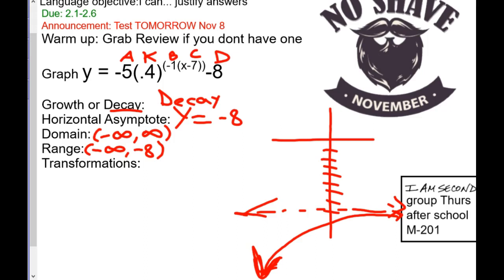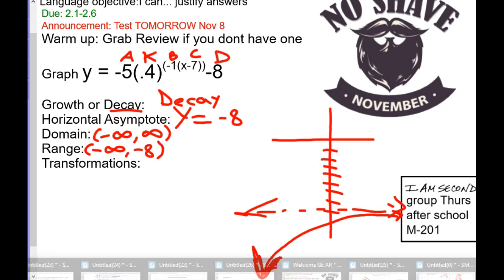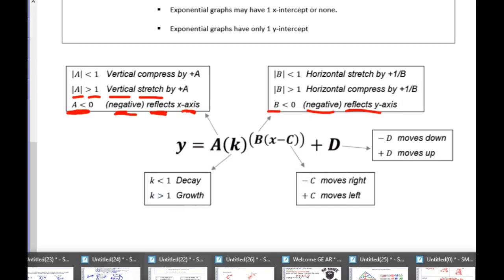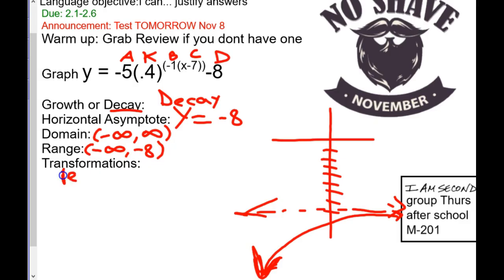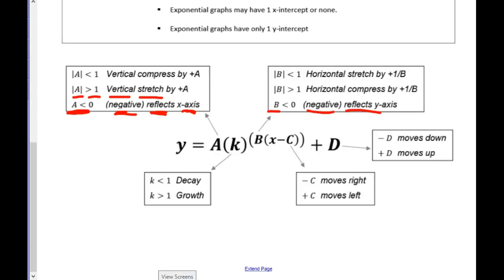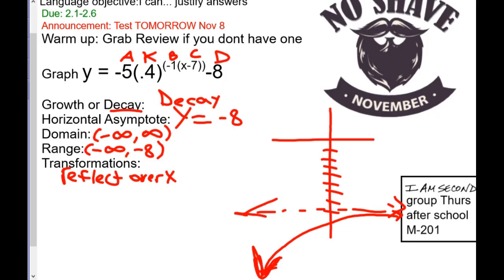Now, transformations. Remembering our notes, if A is negative, that is a reflect over X. Whoops. So write that down, reflect over X. And look at B. B is -2. No, B is negative as well. And if B is negative, that's what? So actually, it reflects over X and Y. So next to reflect over X, put and Y. Two reflections.